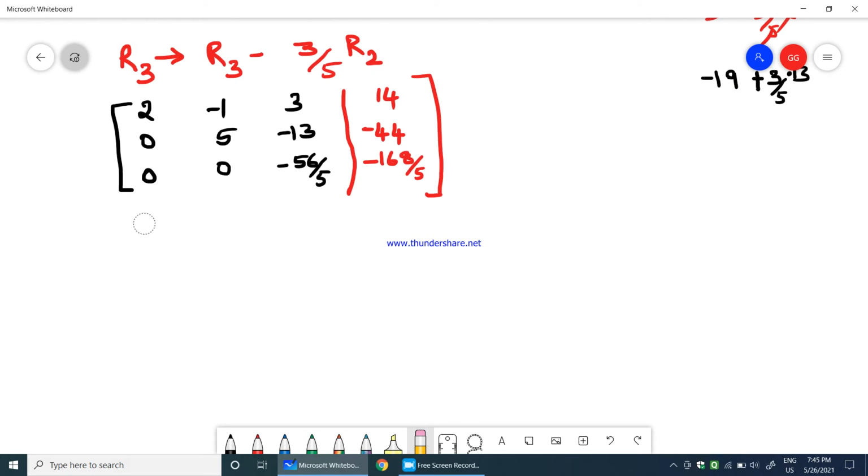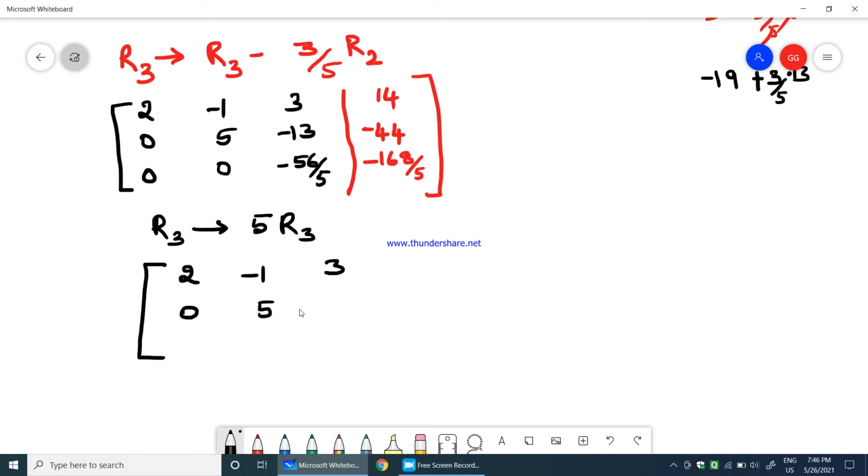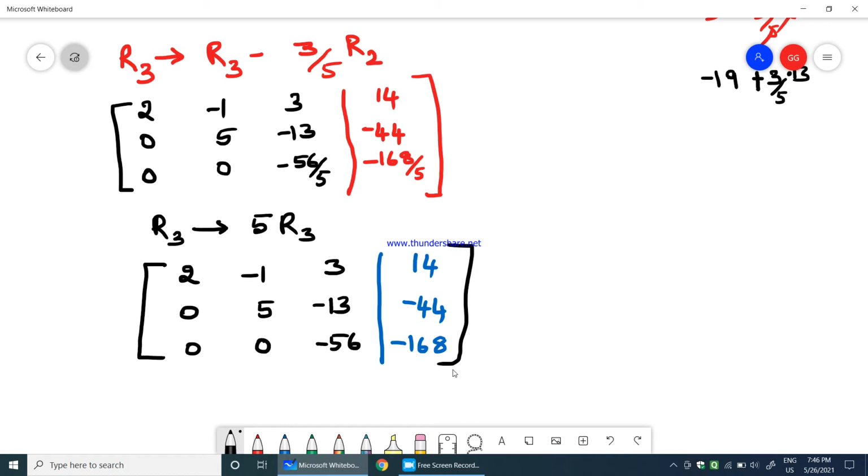Now what I'll do, we'll take row 3 multiplied by 5. So 5 times row 3 if I do, the final matrix that I get in Gaussian elimination is this. I got 2, minus 1, 3, 0, 5, minus 13, 0, 0, minus 56, and then I have 14, minus 44 and minus 168. Now this is the final matrix in Gaussian elimination method.